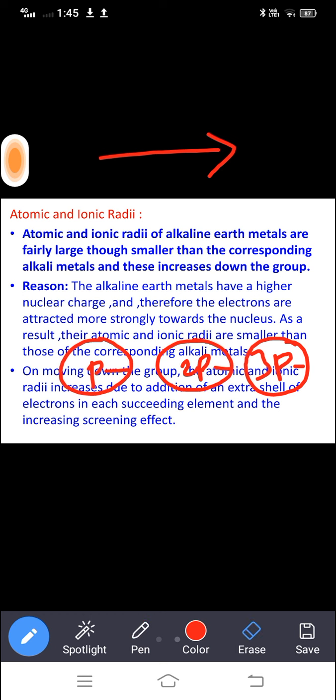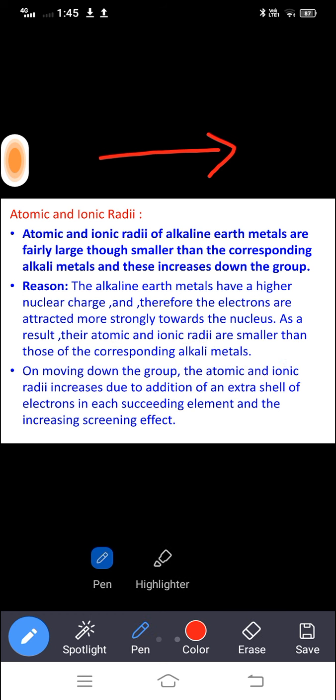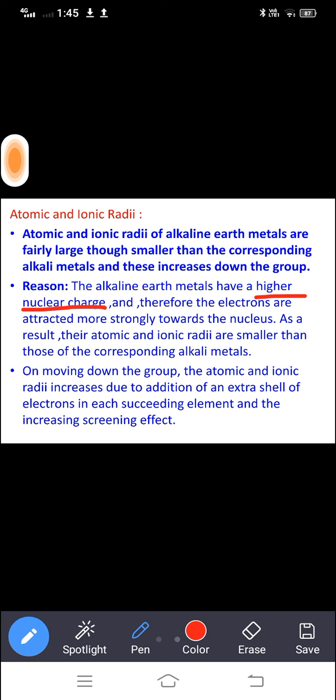Based on this concept, the atomic and ionic radii of the alkaline earth metals are less compared to the alkali metals. That is the reason. Once the atomic size is less, it will have a higher nuclear charge. If it has a higher nuclear charge, then it can attract the outermost electron more strongly. Once it attracts the outermost electron, the atomic and ionic radii are smaller compared to the alkali metals.